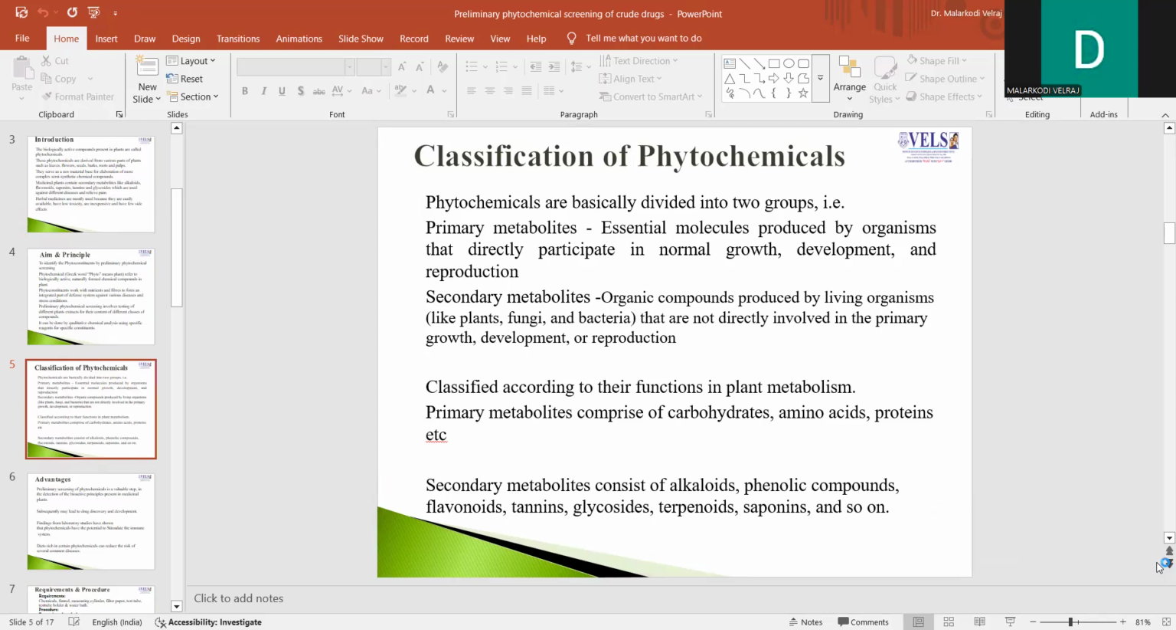Classified according to their functions in plant metabolism, primary metabolites, examples are carbohydrates, amino acids, proteins, etc. The secondary metabolites found in the plants are alkaloids, phenolic compounds, flavonoids, tannins, glycosides, terpenoids, saponins, etc.